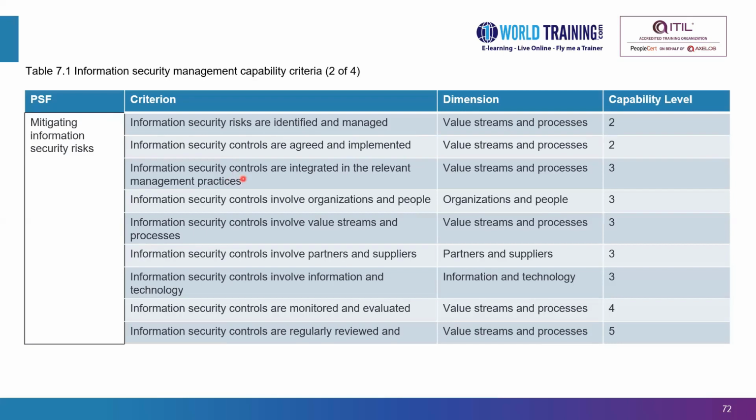Remember in the previous table on the earlier slide, the integration was with other standards. Therefore, it was shown at level 4. Now at level 3, the information security controls involve all the 4 dimensions. So organizations and people, value streams and processes, partners and suppliers, information and technology. And you might recollect that partners and suppliers come in at level 3, and therefore this entry of partners and suppliers is also correct. And 4 and 5 are straightforward levels, wherein at level 4, the controls are monitored and evaluated or assessed. And at level 5, the controls are reviewed and improved.